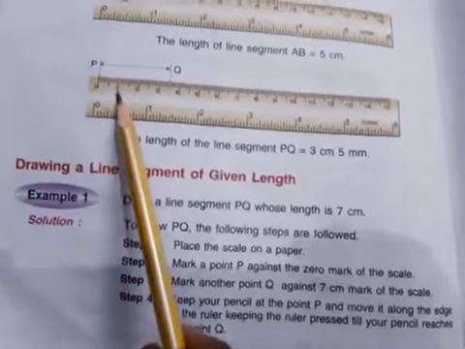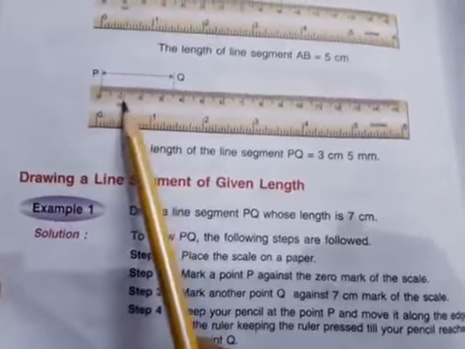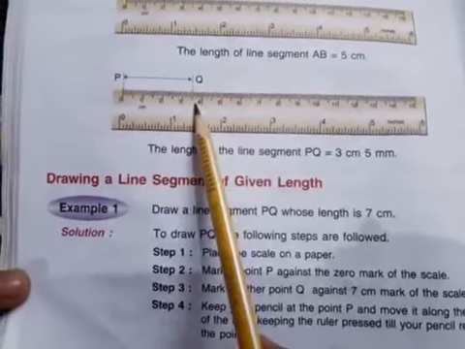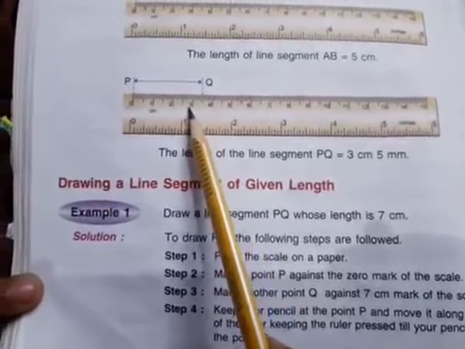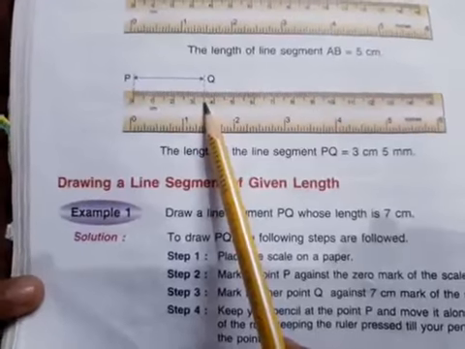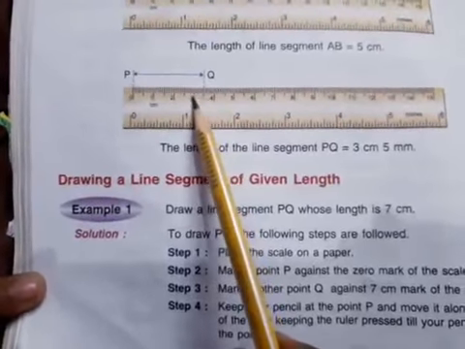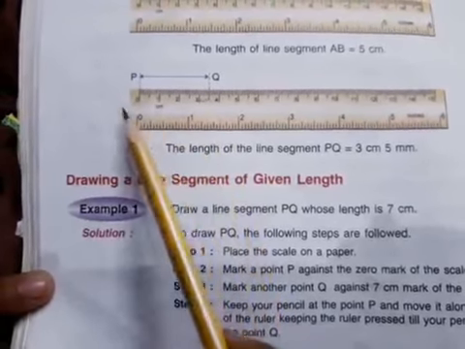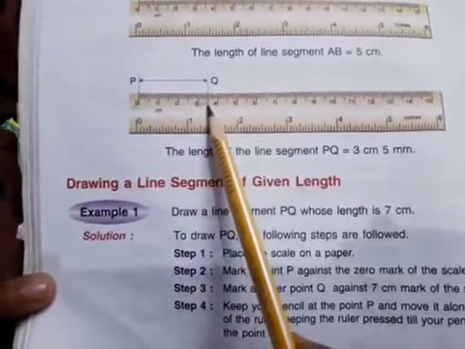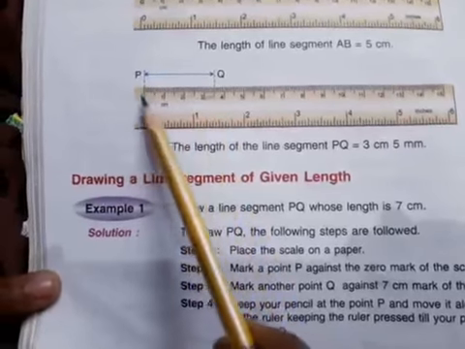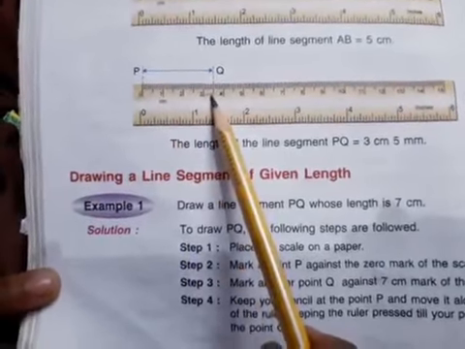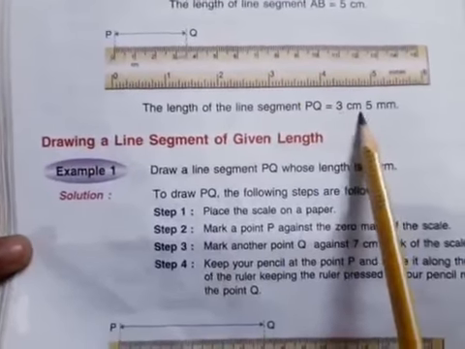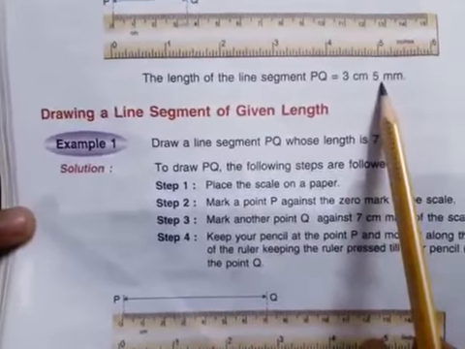Here 0 to 1 is 1 centimeter, then 2 centimeter, 3 centimeter, and in between 3 and 4 you can see one long line. Okay, that is 5 millimeter. So we can say here it is 5 millimeter. 0 to 3 and again 5 millimeter, 3.5 centimeter. Here 3 centimeter and 5 millimeter we are getting.